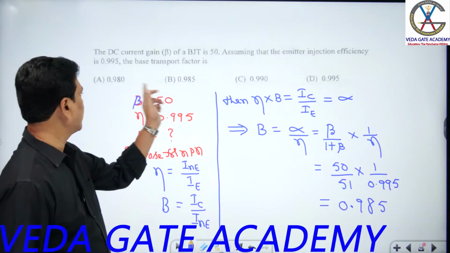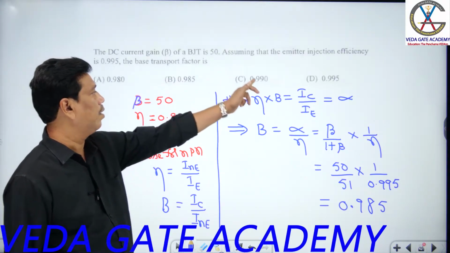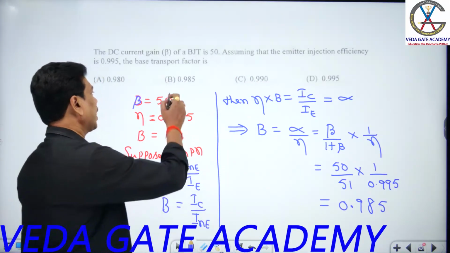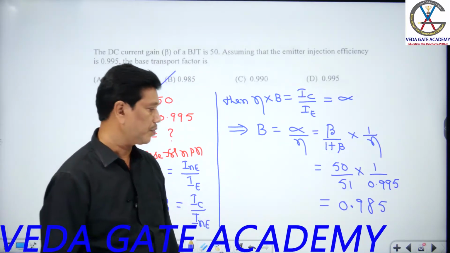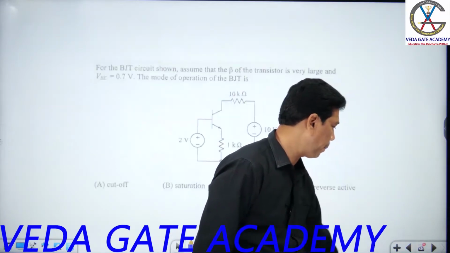So the options given for this one are 0.980, 0.985, 0.990, 0.995. The correct option for this one is B, students. 0.985 you can call. Okay. Check out the next question now.